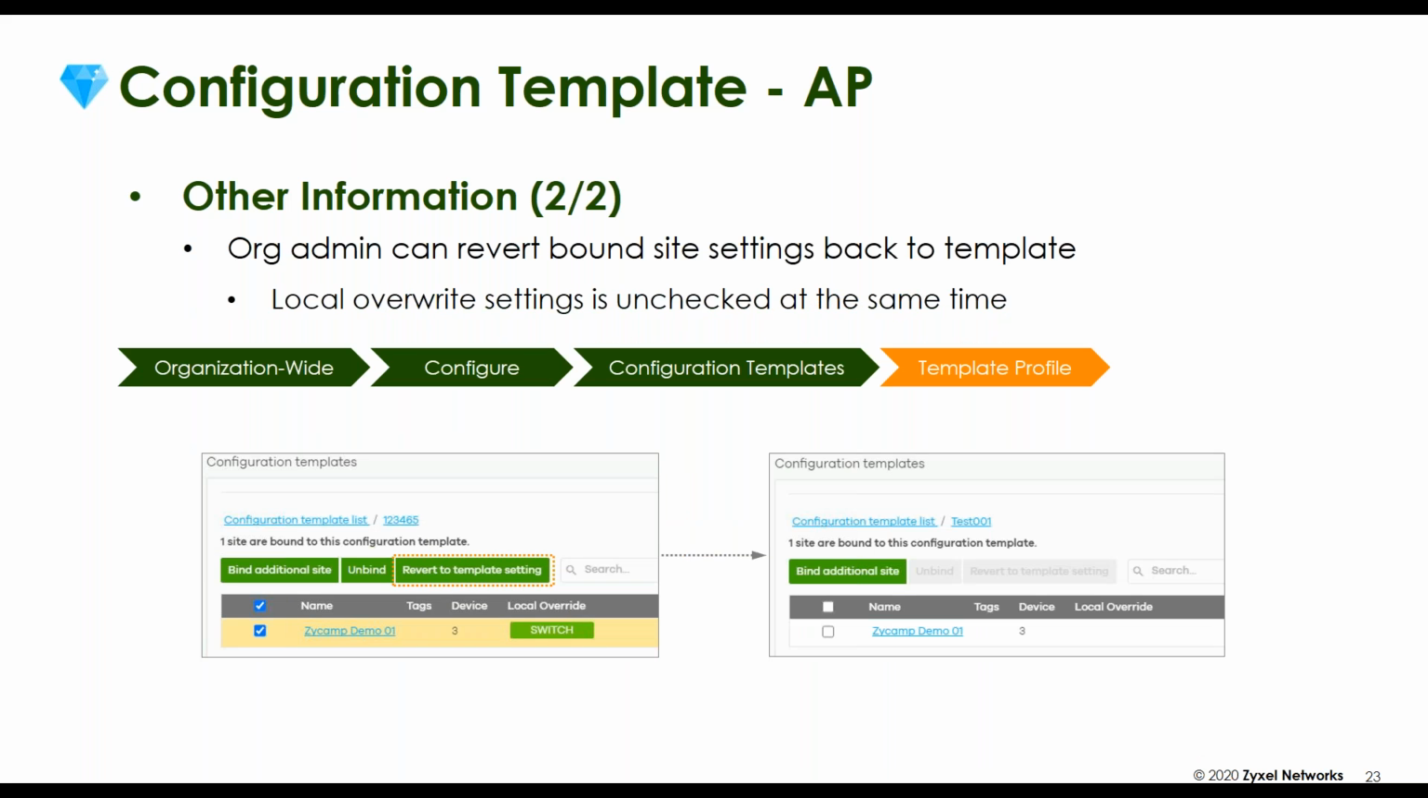So in regards to the configuration template, organization administrators can revert bound settings back to the template. If the local override setting has been checked or unchecked, then the organization can go in there and say, right, I want to revert this back to the template settings, and basically it will push out the settings again, because there could have been some changes made since it was last pulled down from the configuration template. So it allows the organization administrator to override that and then force those settings back out to the individual site.